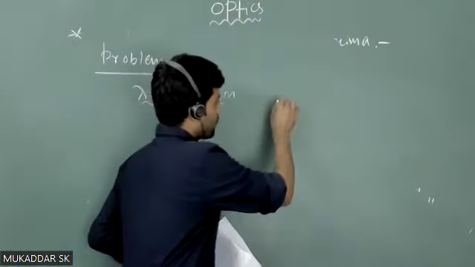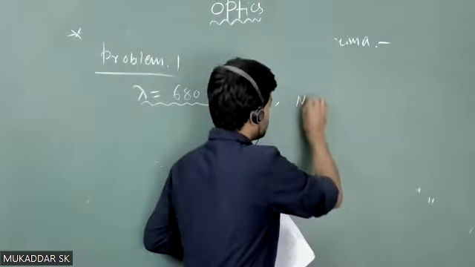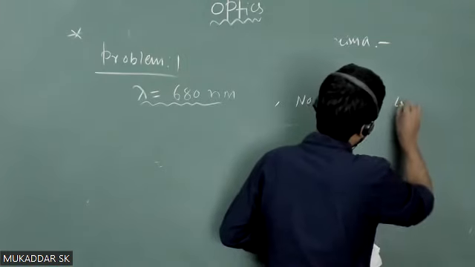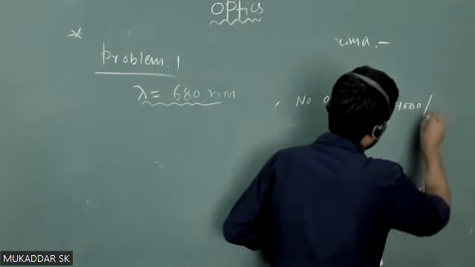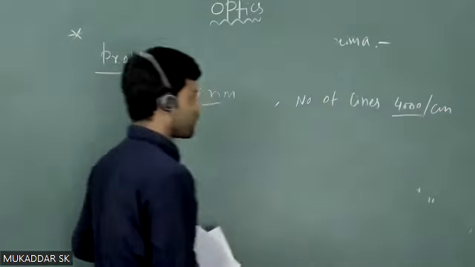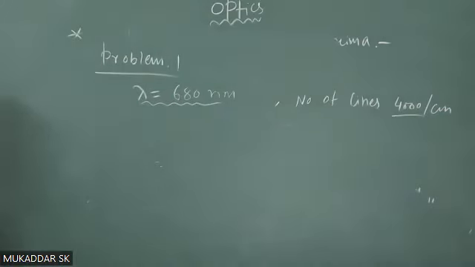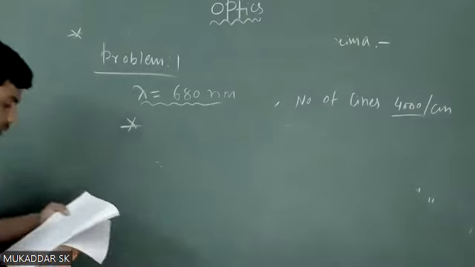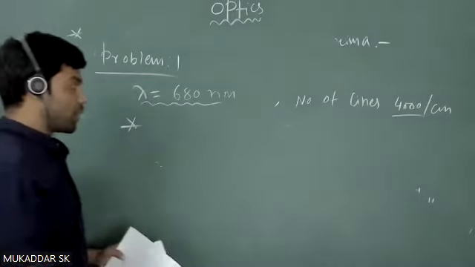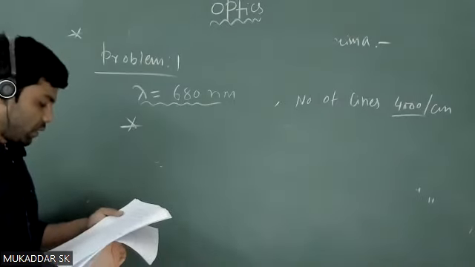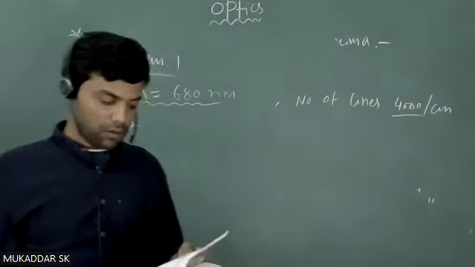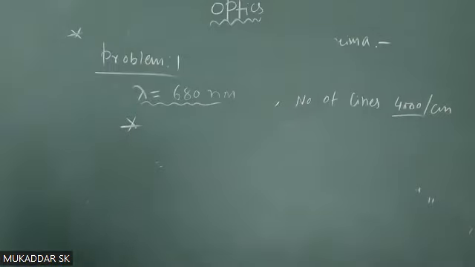And this grating has number of lines 4000 per centimeter. How many lines does it have? 4000 per centimeter. Okay, and also they have given that when they observe the diffraction pattern, you have to calculate the diffraction angle for third order maxima.